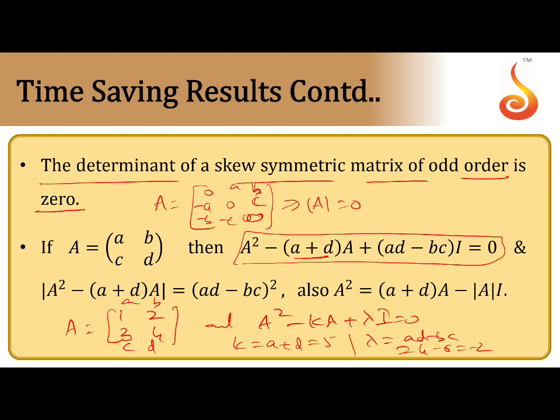So generally, how do we solve this question? We can solve by finding A², multiplying with A, multiplying I with λ, grouping all the terms, solving and equating to 0. Then we'll get the values of k and λ. That is a long process. This is one shortcut formula, just remember this one. I hope that's clear. Now I will explain how to get this.